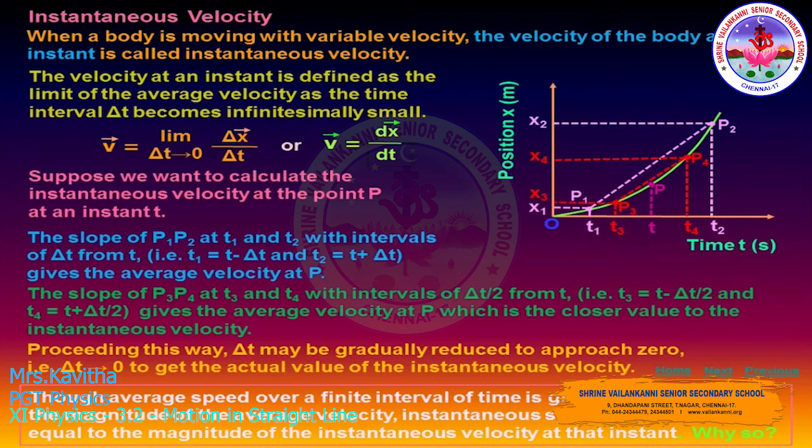When an object moves along a straight line and in the same direction, its total path length is equal to the magnitude of the displacement. So consequently we understand that its average speed is equal to the magnitude of its average velocity. Understand that? Yes.